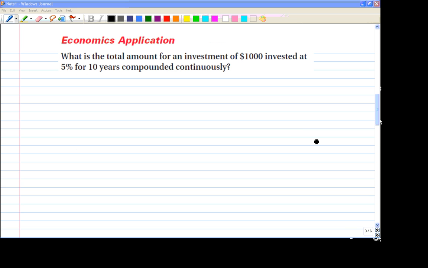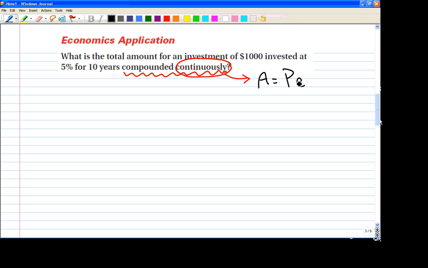Let's look at an economics application. What is the total amount for an investment of $1,000 invested at 5% for 10 years compounded continuously? There's some keywords here, and they are compounded continuously. So we've looked at compounded quarterly, yearly, weekly, daily, monthly, whatever, but we haven't used this word continuously yet. That word continuously is the key word to tell us that we are using a new formula here, and it's A equals P times e, that number e, to the rt. It looks like A equals PERT, but it's not really PERT.